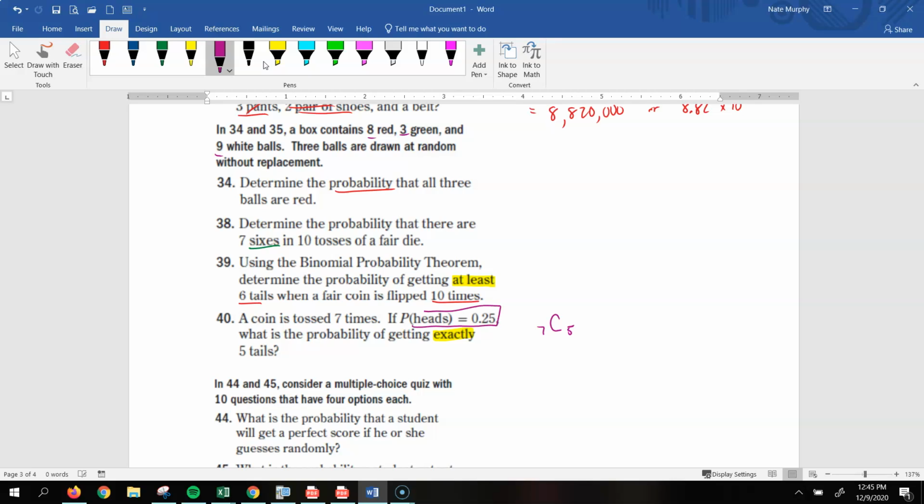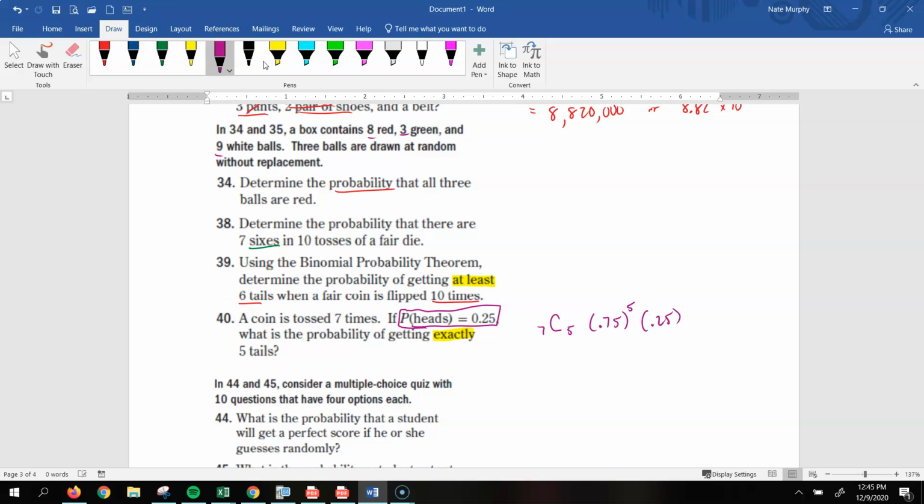Now here's where you have to be careful. This is where I'm guessing those of you that asked a question on this one got it wrong. The probability of getting heads is 0.25, but we want to find the probability of getting exactly 5 tails. Now there's 2 ways we could do that. If we have a 25% chance of getting heads, that means we have a 75% chance of getting tails, and we're going to get 5 of them.